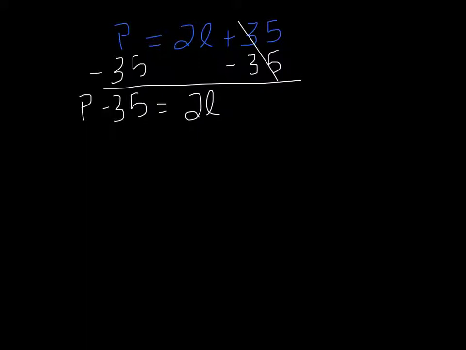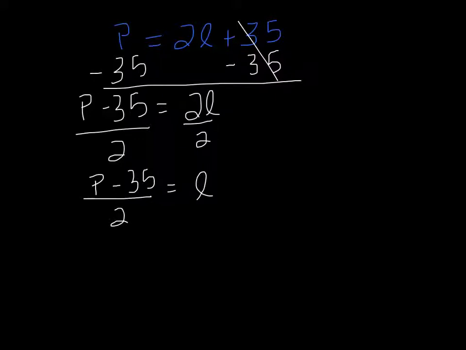And then we need the L by itself. So we do the opposite of the 2, which is now dividing. So we divide by 2 on both sides. And you have L equals P minus 35 over 2. And that's it for that one.